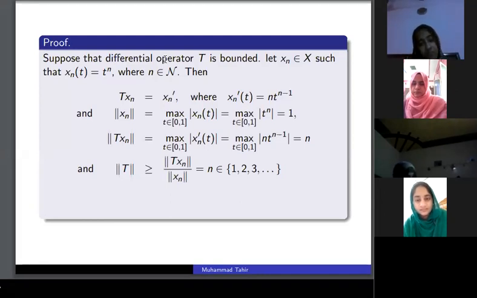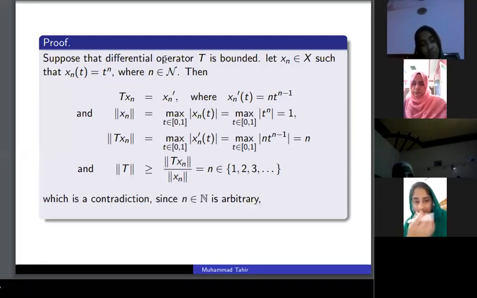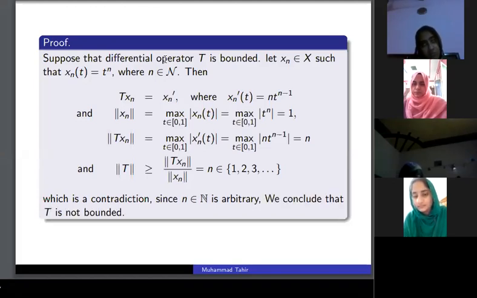So this is a contradiction, that the length of T is a number which is greater than every natural number, and this is not possible. So it is a contradiction since n is arbitrary, which shows that our supposition is wrong. So the differential operator is not bounded, but it is unbounded. We conclude that T is not bounded.